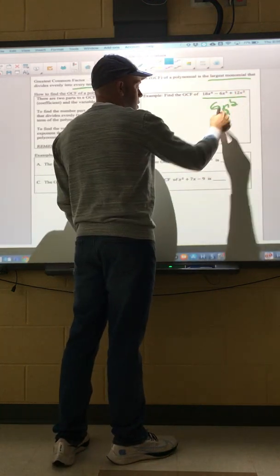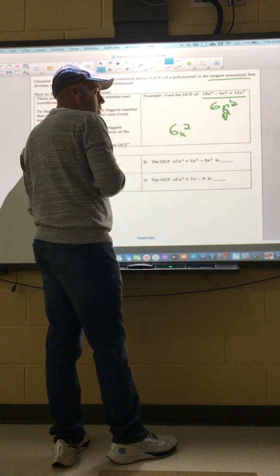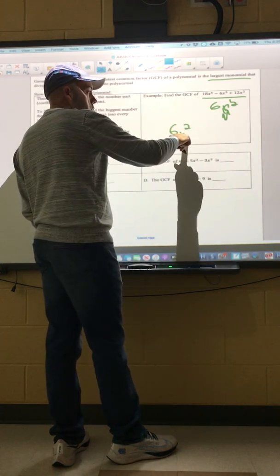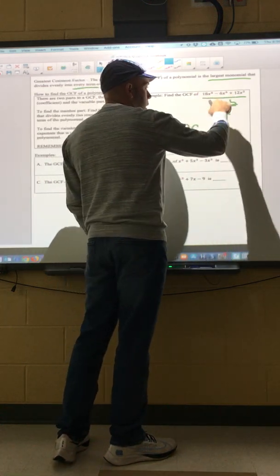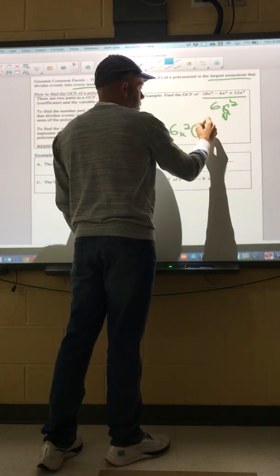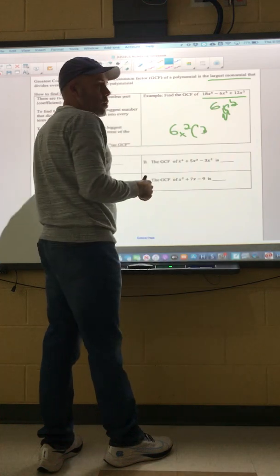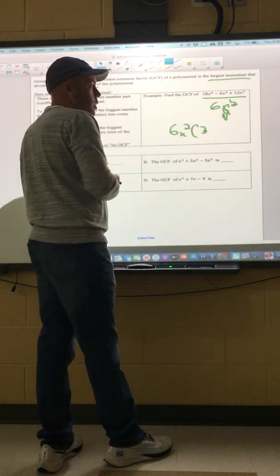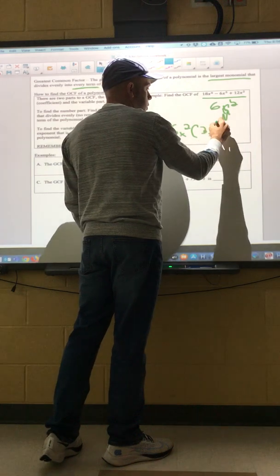Now my next step is to take the 6x squared and write it as my first term on the outside. Then I'm going to form a parenthesis. Now I need to divide every term by that GCF. So I'm going to do 18 divided by 6, which gives me 3. Then x to the 6th over x squared. Remember from Algebra 1, when we divide with exponents, we subtract them. So 6 minus 2 gives me x to the 4th.